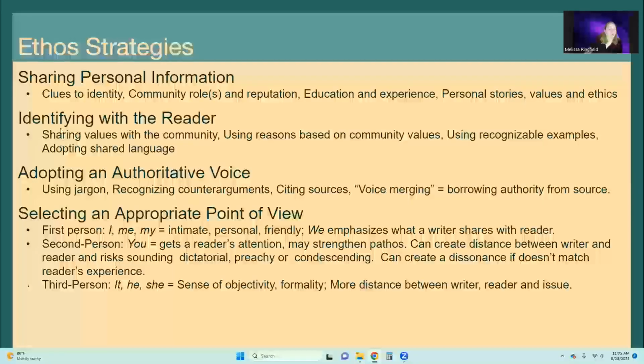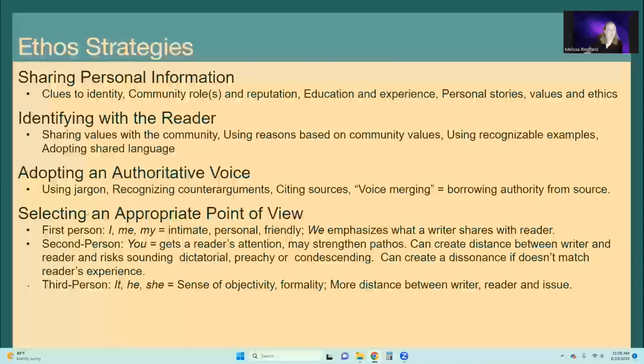How does the writer try to identify with the reader? So where do they share values with the reader? Again, this can overlap with your logos analysis when you analyze reasons. So are they using reasons based on community values? Does the audience care about the values being supported there? Are the reasons recognizable for the intended audience? Do they use some kind of shared language that the audience would recognize?